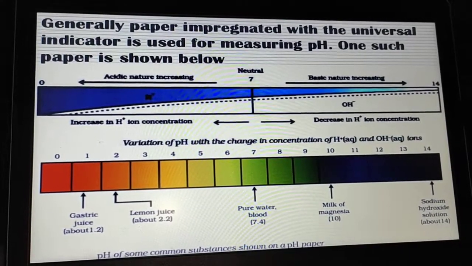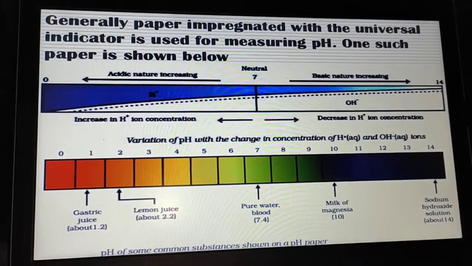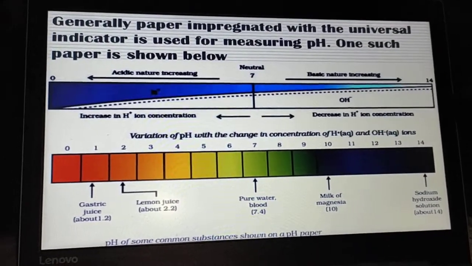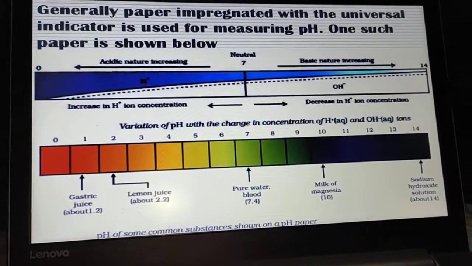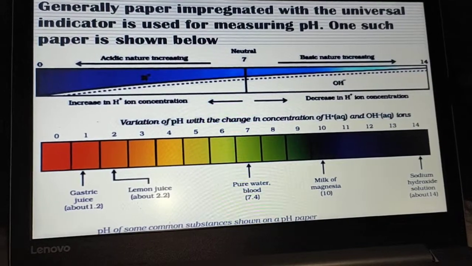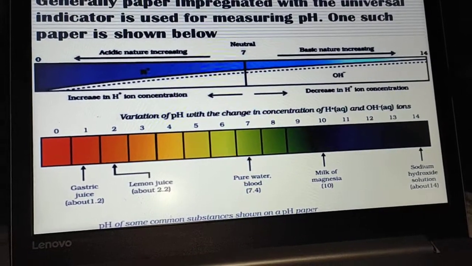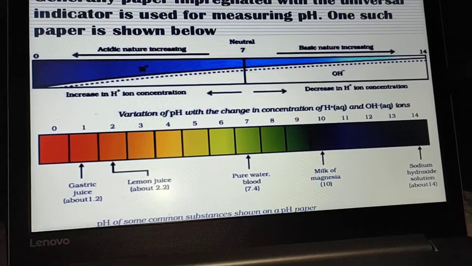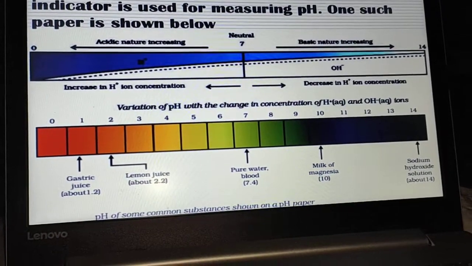जनरली paper integrated with the universal indicator is used for measuring pH and one such paper is shown below. So here is the pic from your NCERT. तो this is the acidic nature increases, neutral 7 होता है, basic nature increases 14 होता है, concentration H+ देखो कैसे increase कर रही है और OH minus कैसे decrease कर रही है, opposite में बना रखा है.